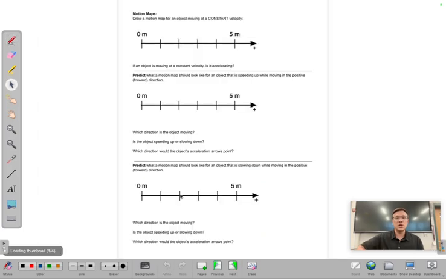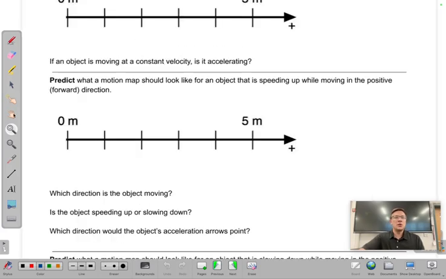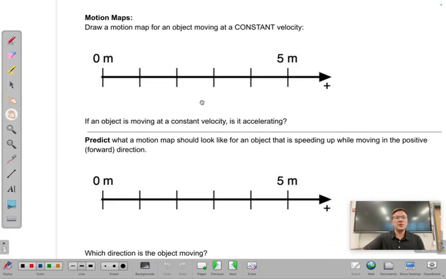Okay, let's go to the next page and talk about motion maps, which will help us visualize this. On this first motion map, it says, let's draw a motion map for an object that's moving at a constant velocity. I am going to use green for the velocity, and I will use red for acceleration. Let's imagine it starts at 0 meters, and I'm going to have this moving 1 meter per second for a few seconds. So we're going to put dots 1 meter apart, and remember that the space between the dots represents a second passing, and the length of the arrow tells us how fast the object is moving. The object is obviously moving 1 meter per second in this scenario.